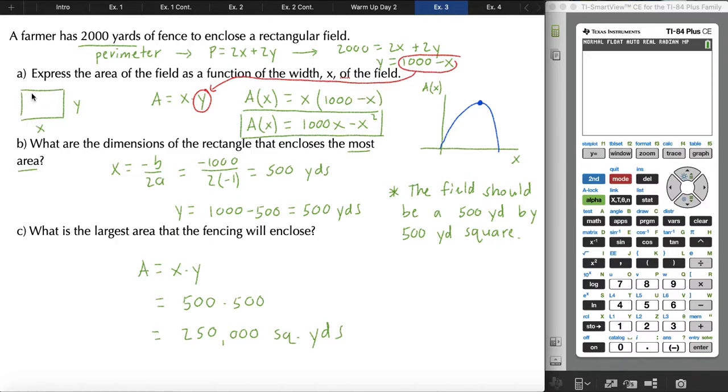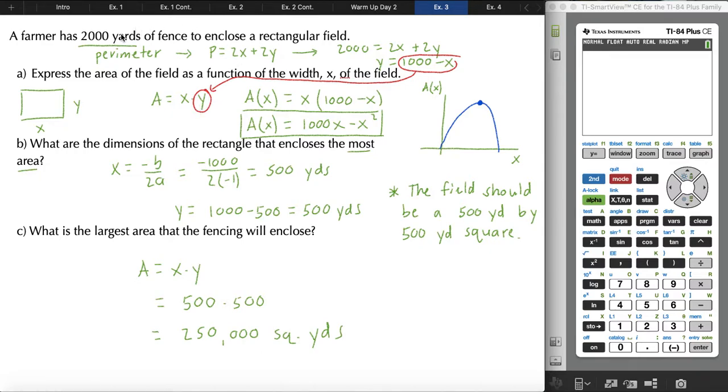So if here's your rectangular field, we're saying that the width is x, and then we'll call the length y. That means area of this field is x times y, right? But notice the wording here. We want the area expressed solely as a function of the width x, okay? Solely in terms of x. So that means your y has to be rewritten in terms of x, okay?